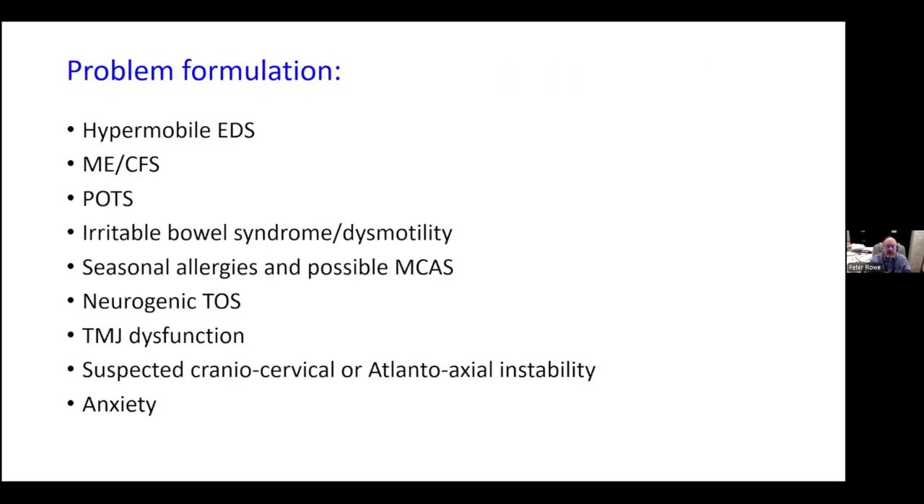So we said, all right, she's probably got hypermobile EDS. She meets the criteria for MECFS. We know she's got POTS. She had some irritable bowel syndrome, had seasonal allergies and possible mast cell activation syndrome given all of the allergic inflammation. She had evidence of a neurogenic thoracic outlet syndrome with the inability to put her arms overhead, TMJ dysfunction, and we suspected the cranio-cervical or Atlanto axial instability as well as anxiety. So this was just a list of the things that we were trying to work on.